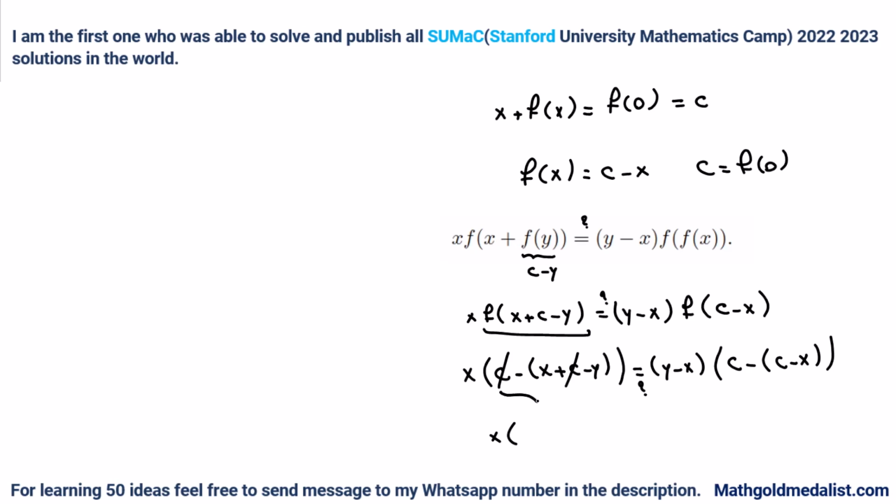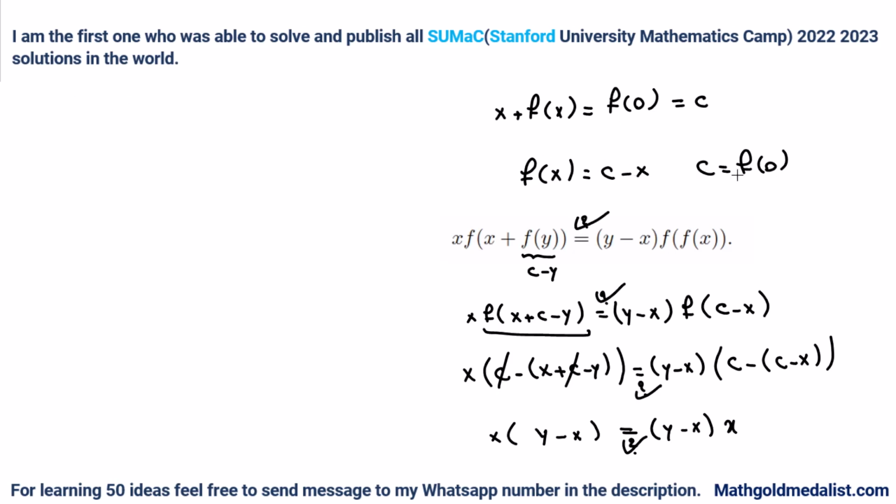On the left hand side, what is this one? It is y minus x. And the right hand side is what? y minus x times x. So they are equal, right? So c can be any number, right?